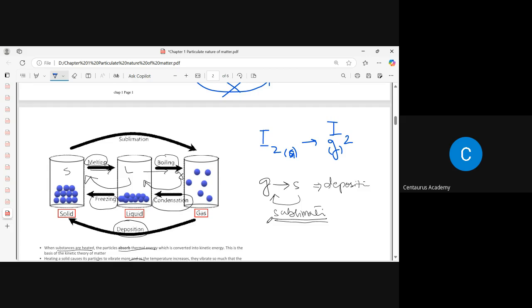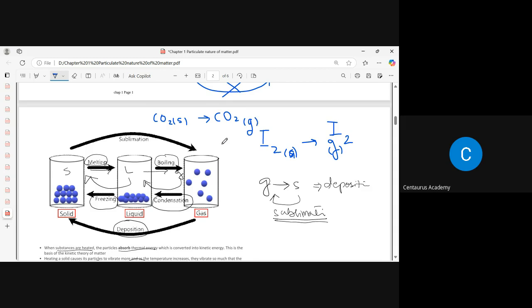Do we have any other examples? Dry ice. Dry ice, very good. What is dry ice? It is solid carbon dioxide. Okay, so solid carbon dioxide completely converting into gaseous carbon dioxide without any liquid phase in between is referred to as sublimation.